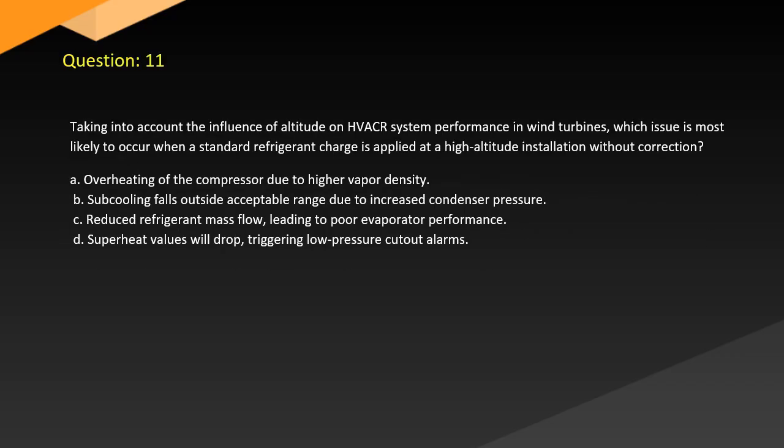Question 11. Taking into account the influence of altitude on HVACR system performance in wind turbines, which issue is most likely to occur when a standard refrigerant charge is applied at a high-altitude installation without correction? A. Overheating of the compressor due to higher vapor density. B. Subcooling falls outside acceptable range due to increased condenser pressure. C. Reduced refrigerant mass flow, leading to poor evaporator performance. D. Superheat values will drop, triggering low-pressure cutout alarms.